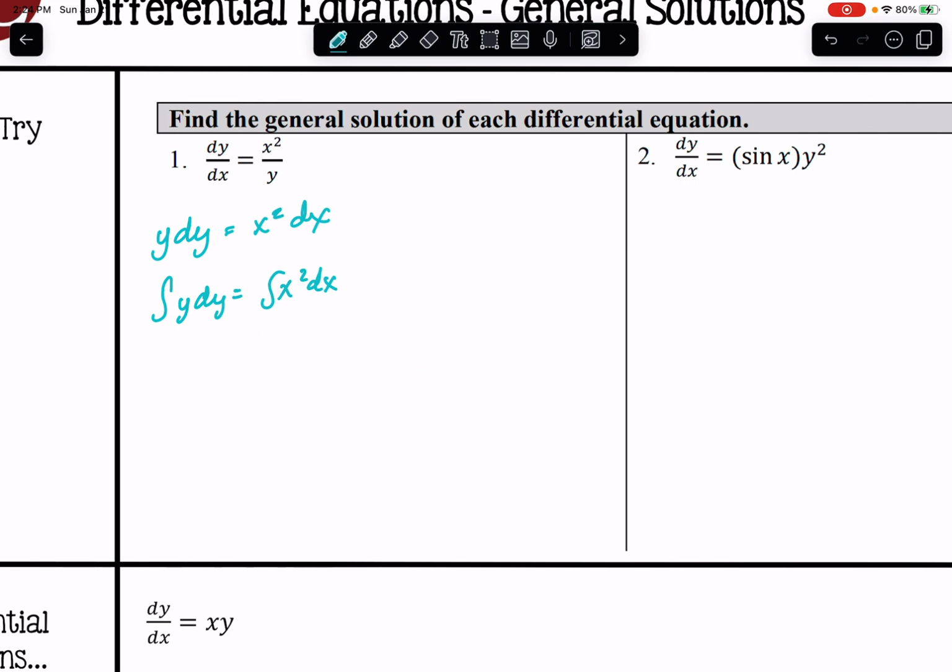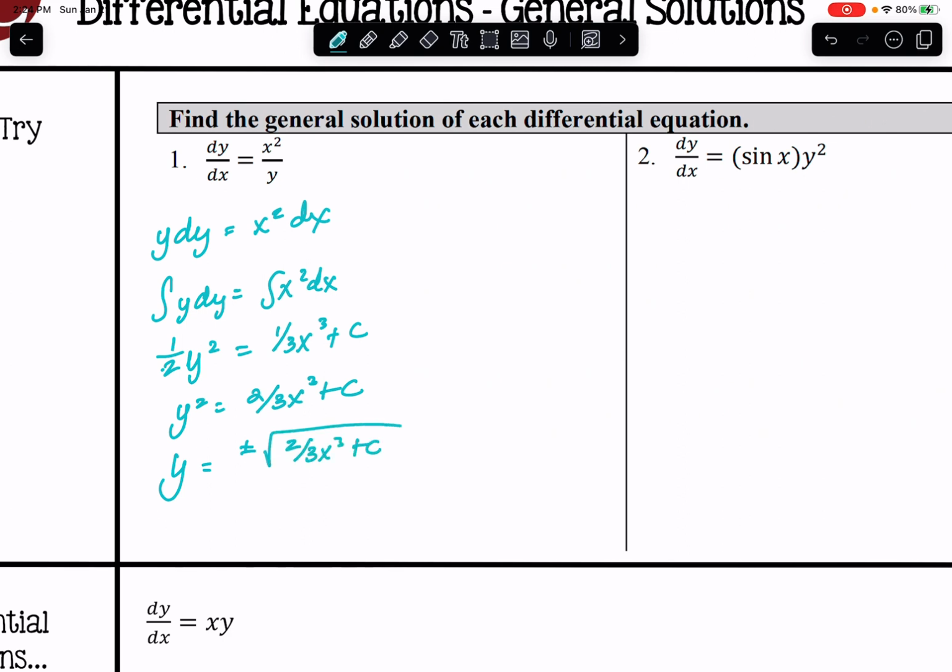So then taking the antiderivative of the integral of y, it's 1 half y squared is equal to 1/3 x cubed plus c. And then we get y squared is 2/3 x cubed plus c. Okay, now you can say y is plus or minus the square root of 2/3 x cubed plus c, or you can keep it in implicit form if you want to.